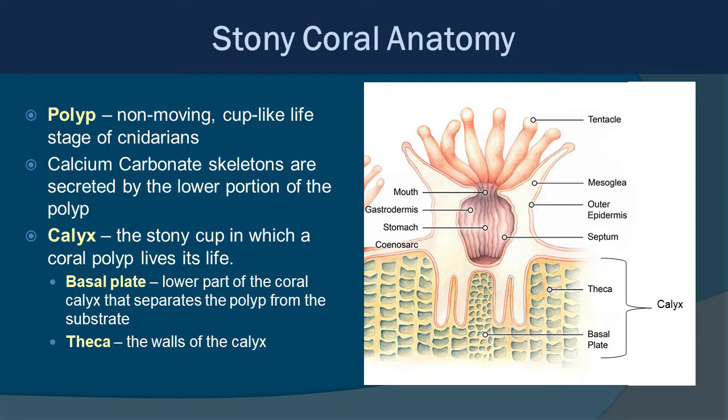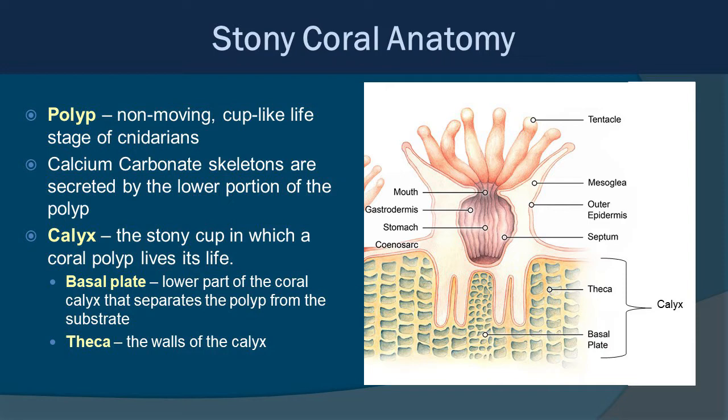And this is, again, one of those organisms you may be required or asked to do a biological drawing of. Now, the polyp itself is the non-moving cup-like life stage of the cnidarian. And in this particular instance with coral, it's the major life stage, unlike, for example, a jellyfish where it's more of the medusa stage most of its life. Now, calcium carbonate skeletons are secreted by the lower portion of the polyp, and we can define a couple of pieces of that lower portion.